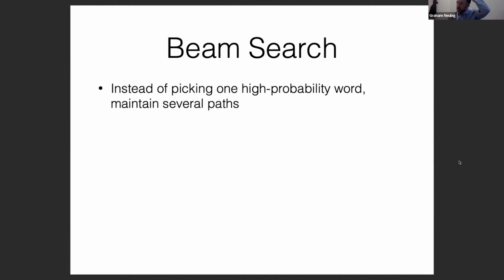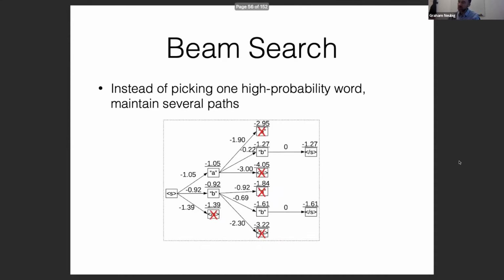So what we do instead is we have a method called beam search. There are other methods as well, but beam search is the most common method, where instead of picking one high probability word at every time step, we maintain several paths. So this is an example of beam search with size 2, where instead of taking the highest probability word at the first time step, which would be B, we consider 2 high probability words at the first time step, A and B. We expand all next words for each of those possibilities, and then select the highest scoring sequence of length 2 based on all of these.